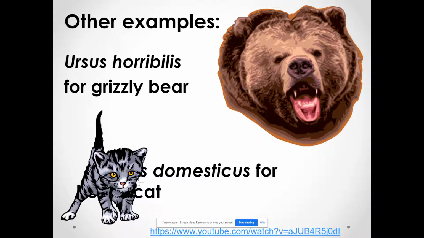Also, for a domestic cat, I can't see the name, but it's domesticus. Yeah, I think it might be Felis domesticus. I think that's the scientific name for the cat. Write this down just so you can write this example down right here, and write bear, grizzly bear, and the scientific name.